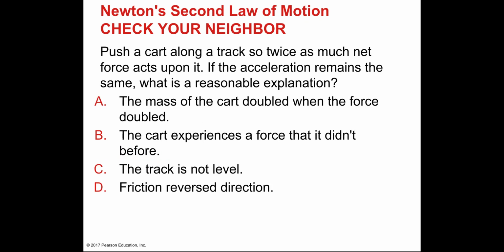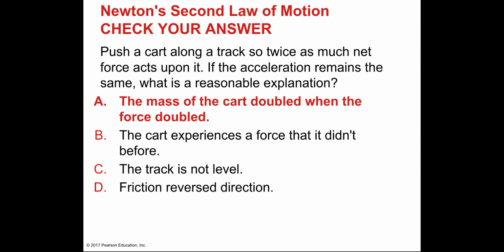If you push a cart along a track so that twice as much net force acts upon it, and the acceleration remains the same, what is a reasonable explanation? So if you double the force and the acceleration does not change, it means that the mass was probably doubled also. So the mass of the cart doubled when the force was doubled.